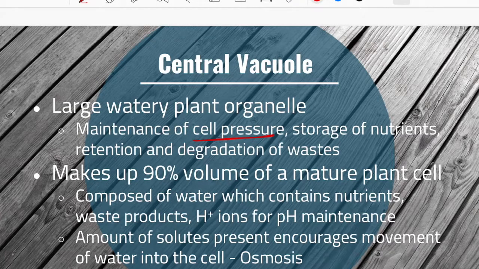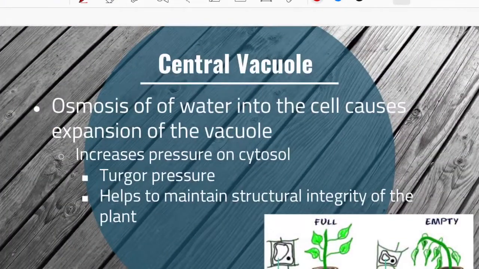90% of a mature plant cell is filled with the central vacuole and the water that it contains. The amount of water present helps to encourage movement of water within and out of the cell, along with the amount of solutes present. So the amount of ions and things like that help to encourage water to move into the cell continuously and give it that pressure. Now the pressure that we're talking about is called turgor pressure.